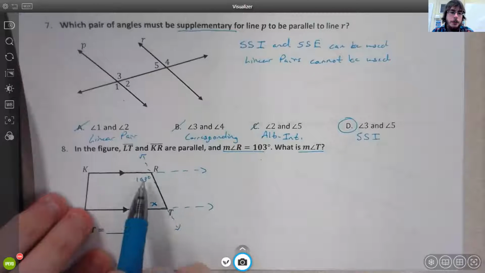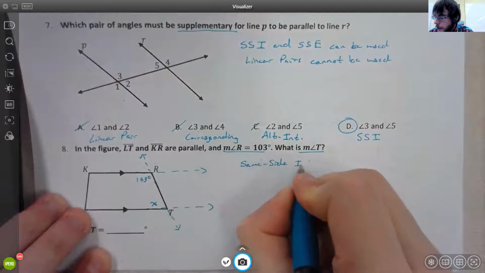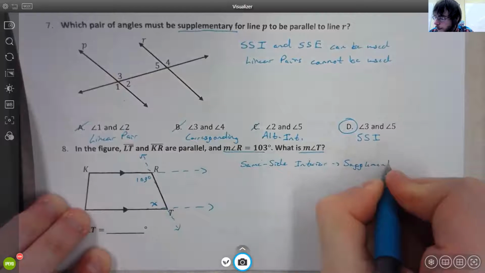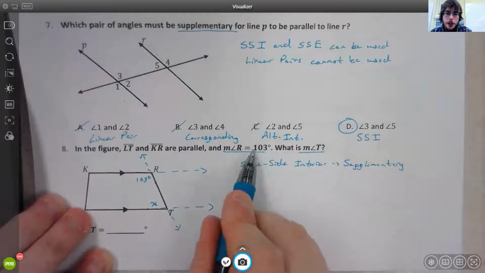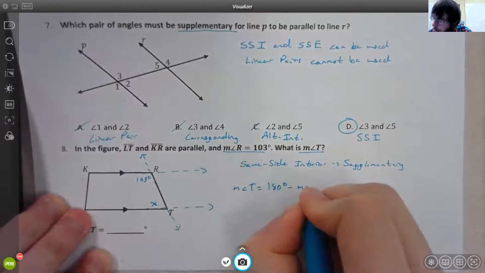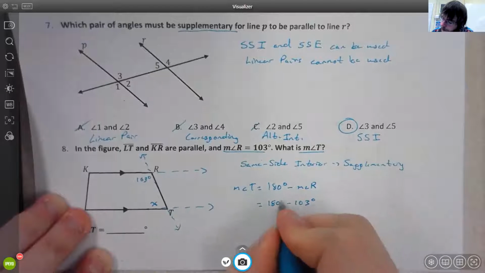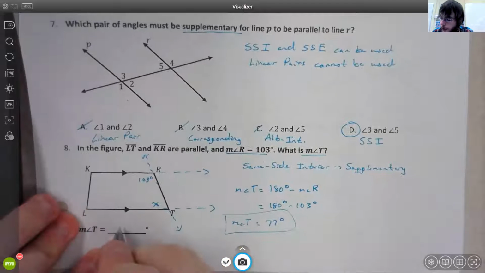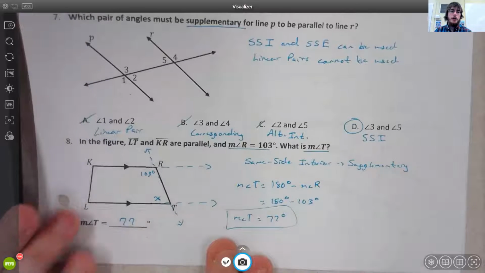Well, if we look at these types of angles now, we can see that they are same side interior angles. So they are supplementary. So that means what we're going to do is take our angle R and subtract it from 180 to get the measure of angle T. So 180 minus 103 gives us 77 degrees as the measure of angle T. Okay.